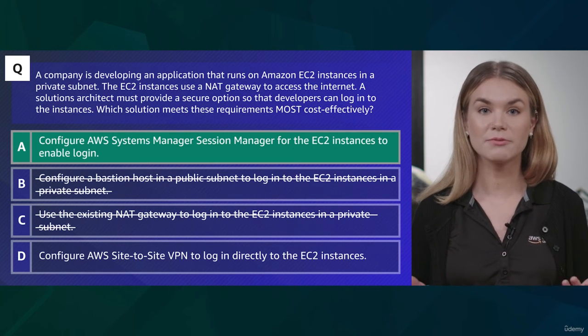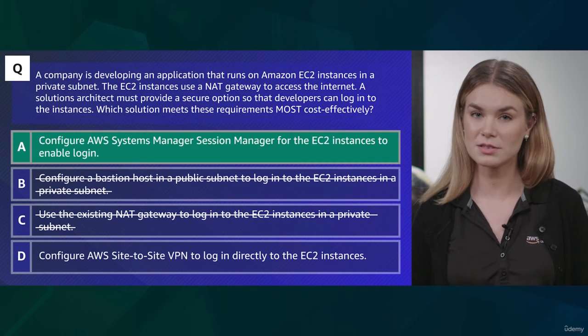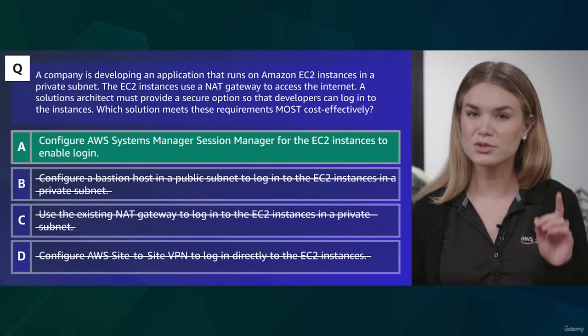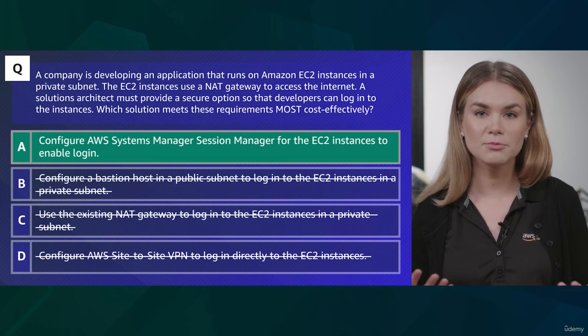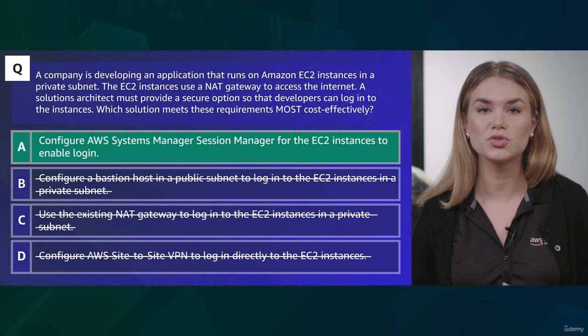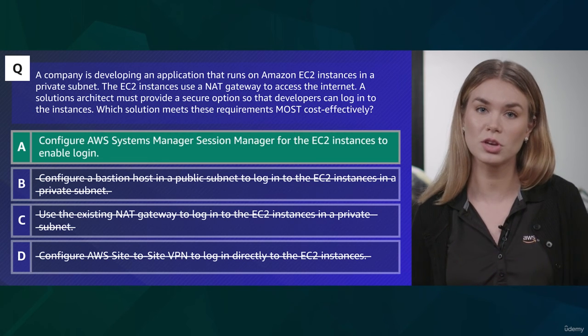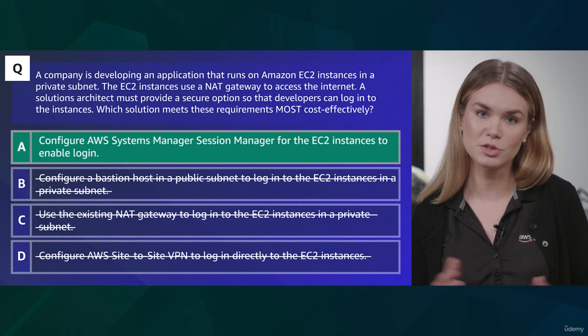Lastly, there is D, configure AWS Site-to-Site VPN to log directly into the EC2 instances. Now, this one is a strong distractor because setting up VPN connections would work for this use case. However, VPN connections do incur additional costs, so this is not the most cost-effective solution, which makes this an incorrect response. All right, that is all for now.